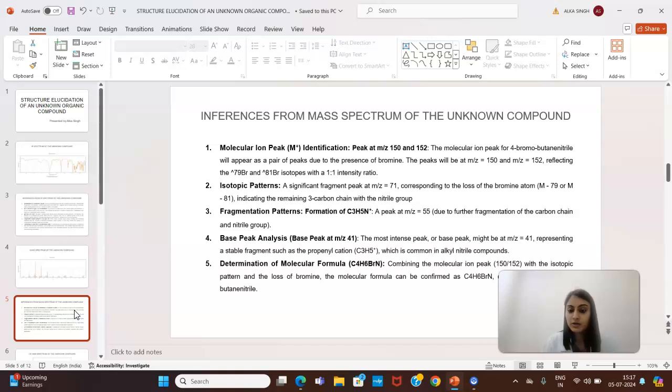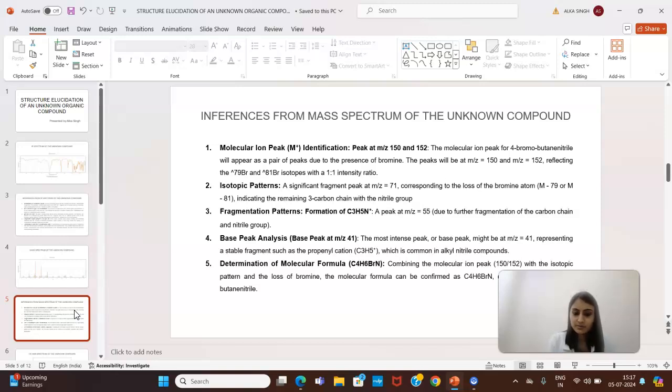The molecular ion peak for 4-bromobutanenitrile will appear as a pair of peaks due to the presence of bromine. The peaks will be at 150 and 152, reflecting the 79Br and 81Br isotopes with a 1:1 intensity ratio. The second is the isotopic pattern.